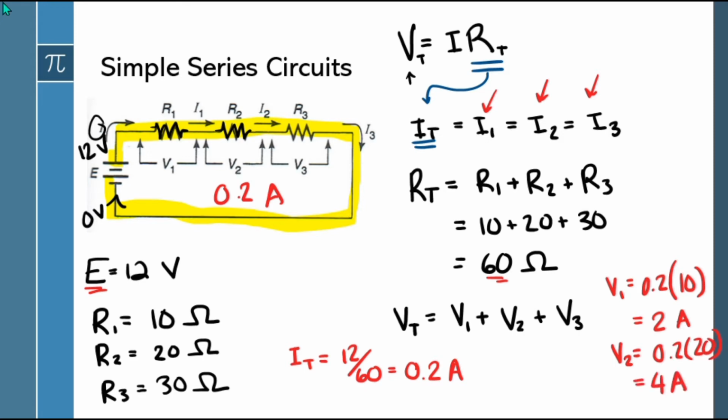What do you think V3 is going to be? 2 ways to go about it. You can calculate it the same way we just did, 0.2 times 30, which is going to give me 6 amps. Or what else do you know? You know that the total voltage has to be the sum of all 3. So if you know that the total voltage was 12, and you just found 2, and then you just found 4, what's this got to be? It's got to be 6 amps. And we'll use that a lot in combined circuits.